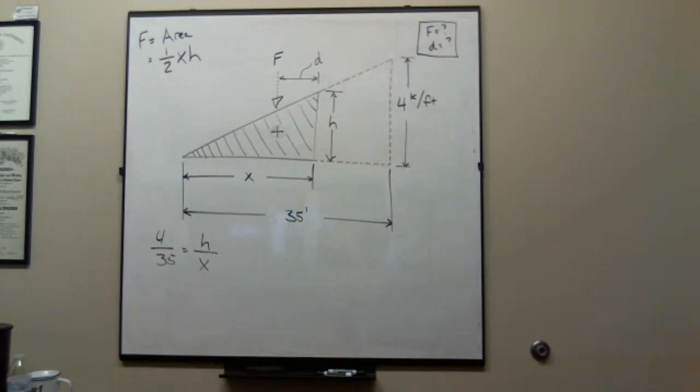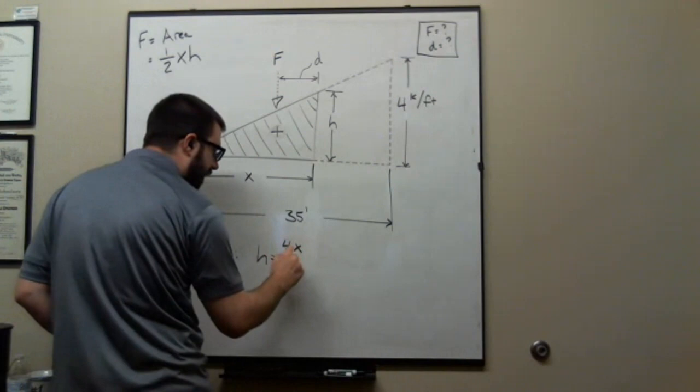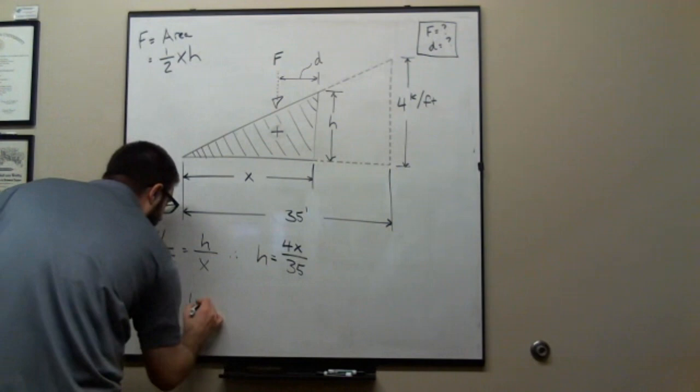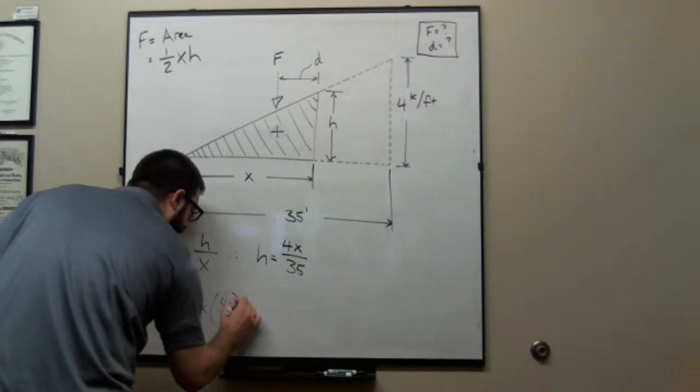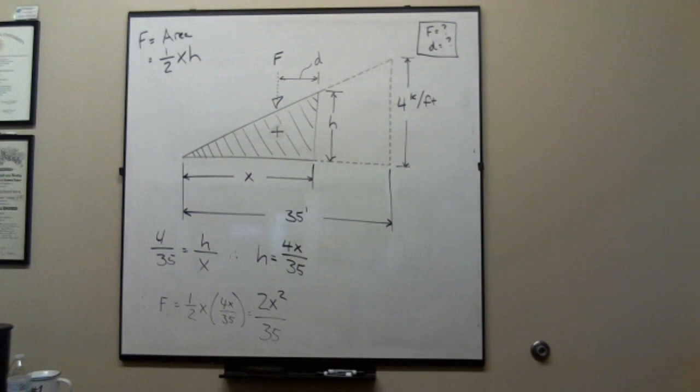I'm just using the recognition that the slope is consistent throughout. So I propose then that the height is going to be 4x over 35. And so if you've got that, then what that means is your force, this concentrated load, is 1/2 base times height. Those can cancel, and so I get 2x squared over 35. Is everybody with me on that? And if you're with me on that, that's going to be my force.